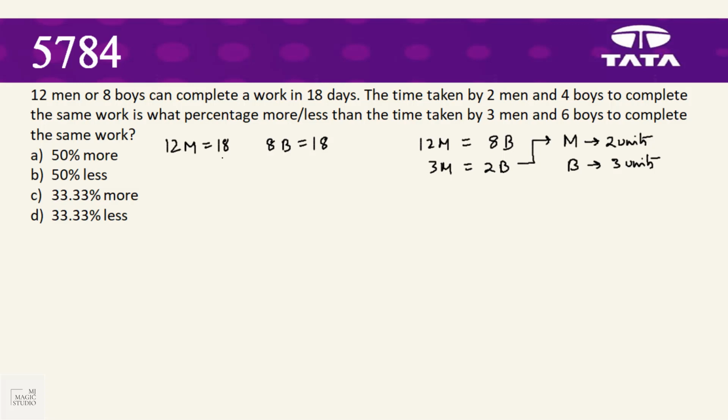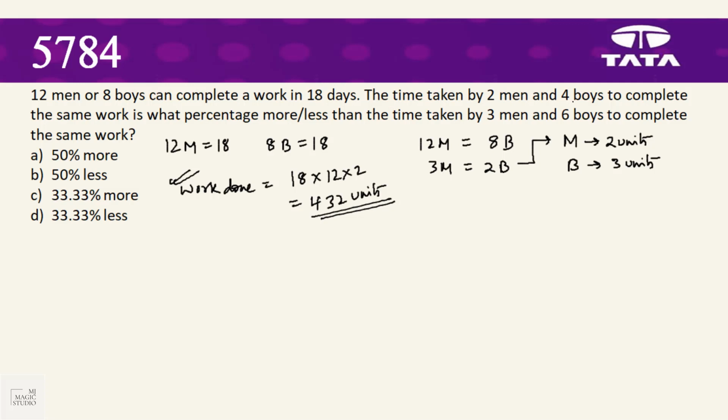Now 12 men are completing the work in 18 days, so let us find what is the work that they are doing. Work that they are doing is 18 into 12 into 2, 18 into 24, 432 units of work. That is the work that has been completed by 12 men in 18 days. Similarly, it has been completed by 8 boys in 18 days. 18 into 8 into 3 is also 432.